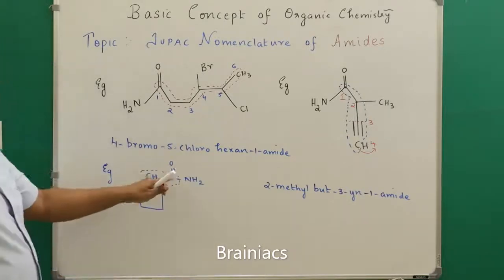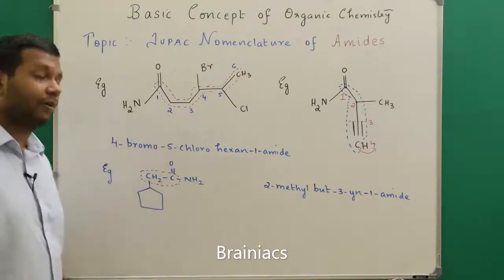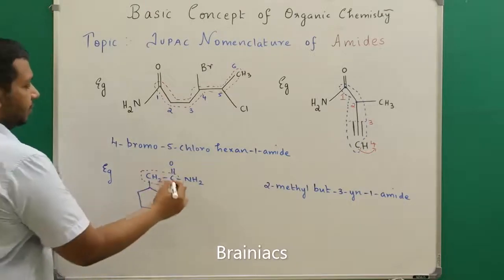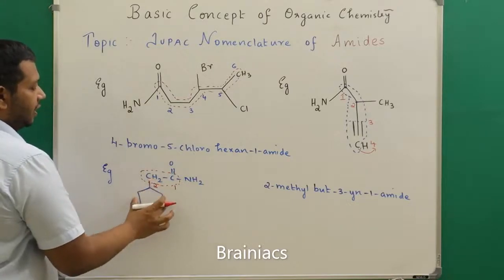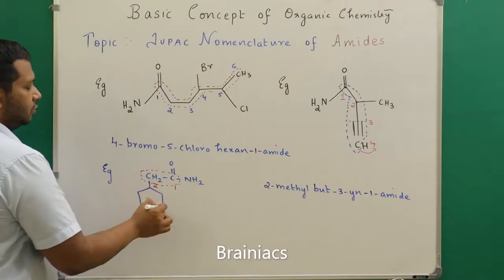Understood? If only one CONH2 alone is there, then the ring will become the parent carbon chain. Very, very important example. That's why I am again explaining. So this becomes the parent carbon chain. The numbering will be 1 here and 2 here. So at the second position there is a substituent. This will behave like a substituent, that is 5 carbon atoms: 1, 2, 3, 4, 5.